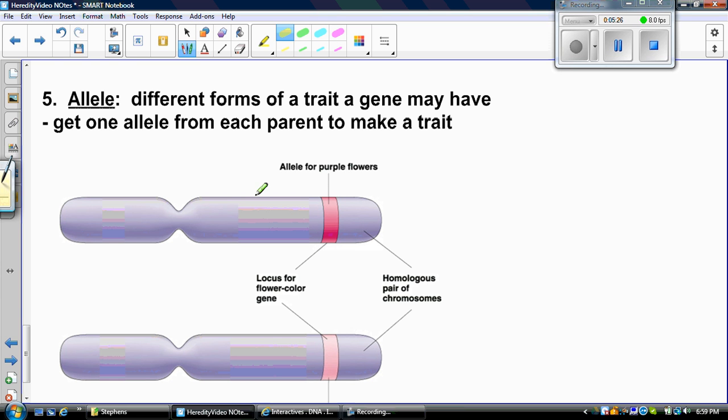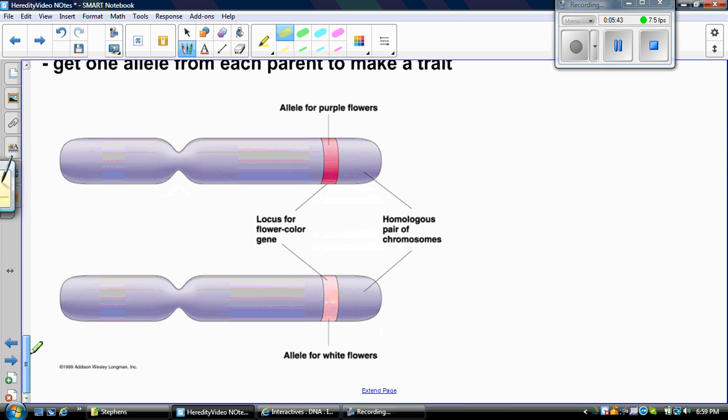Okay, so this could be the female flower, this could be the male flower. This is one allele: one flower has purple flowers. That's the allele for purple. This is the allele for white. I'm sorry, it looks pink. You get one from each parent. These two alleles match up, and that's going to determine your trait. So let's see how that works.